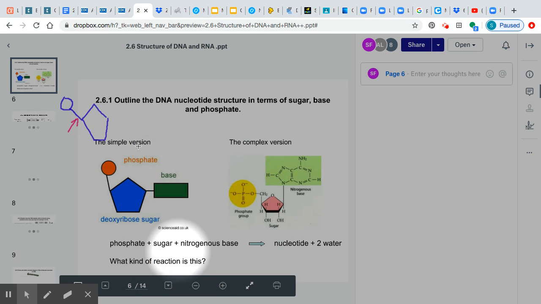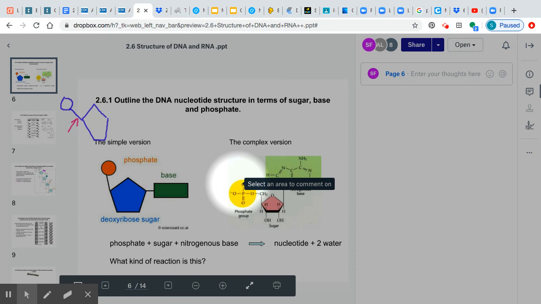So here's another image of it. There's our circle for our phosphate, our pentose pentagon for our deoxyribose, our sugar, and also our base. And here's another more complex version of it.